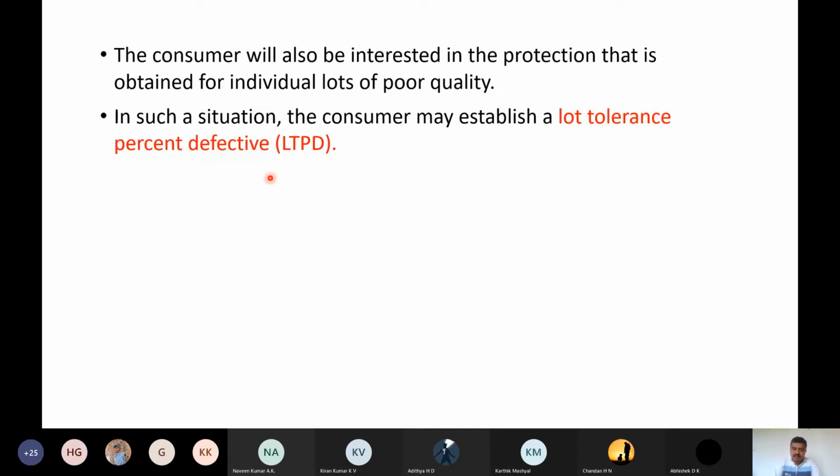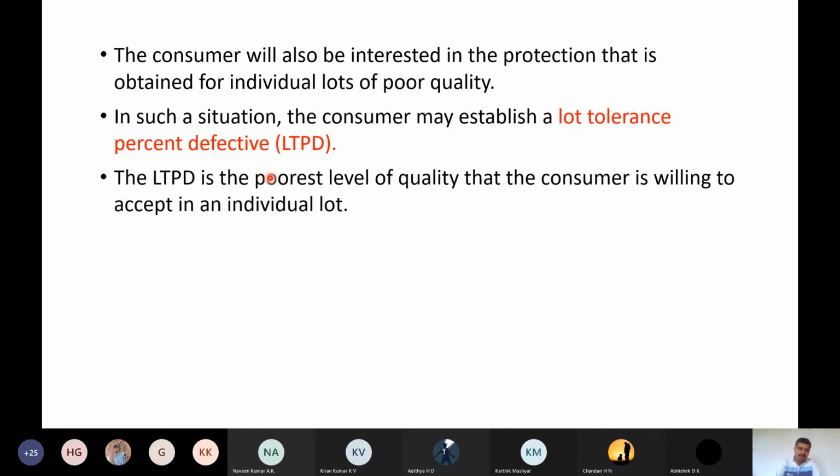Suppose in a particular lot the number of defectives is more than this lot tolerance %, then you will have an agreement. Based on terms and conditions, they will take action or make a decision regarding those lots. The LTPD, that is lot tolerance % defective, is the poorest level of quality that the consumer is willing to accept in an individual lot.